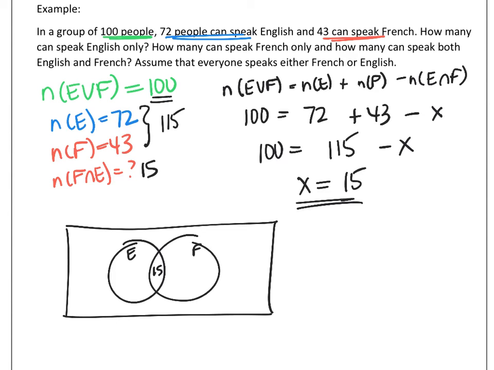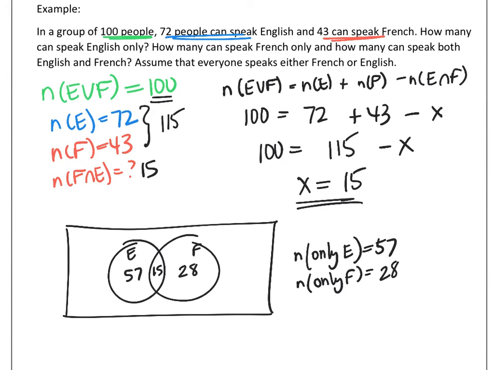My number in English, so 72 minus 15 will be 57 out here. And French is 43, so I need another 28 students here. So to answer the questions, how many can speak only English? The number speaking only English is 57. How many speak only French? The number speaking only French is 28. How many speak both English and French? So French and English is 15. Okay, so that answers my question.